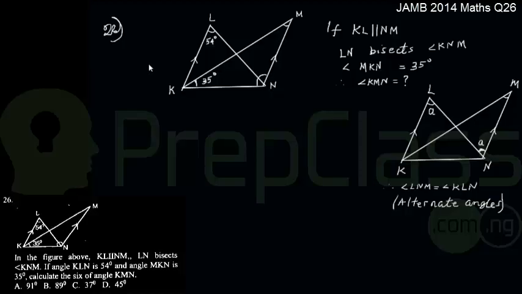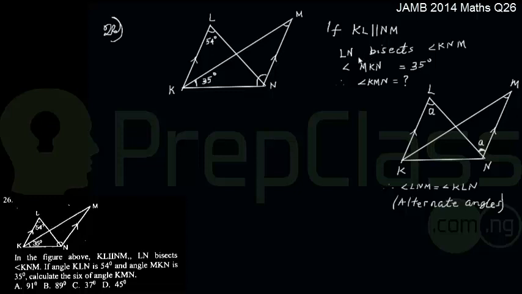Hello everyone, welcome back. We are currently on question number 26. On question number 26 we have a figure given. From the figure we are told that side KL is parallel to NM. So this is KL and KL is parallel to NM. If they are parallel, that means the distance between these two sides is always the same. It's always a constant value.